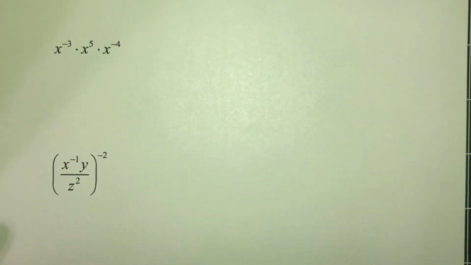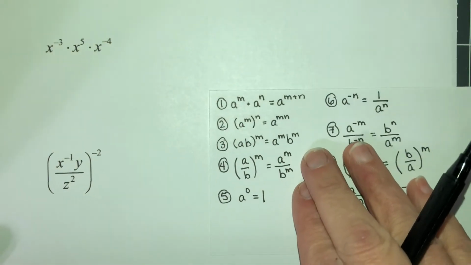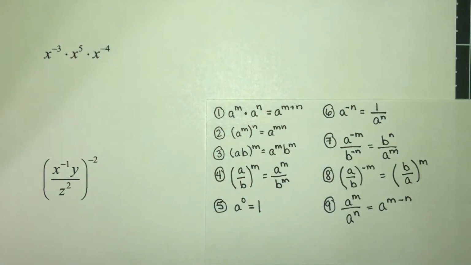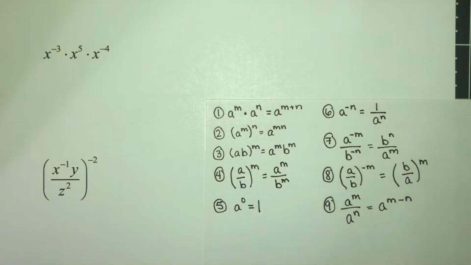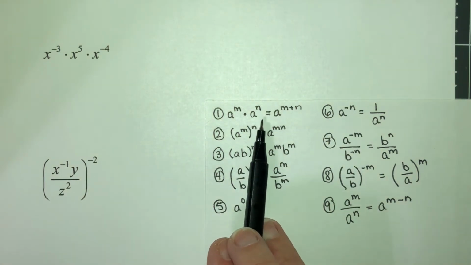5.2, part 3. I want to simplify x to the negative 3 times x to the 5th times x to the negative 4th. Now, I said before in the last section that there are problems where you're going to have a lot of optional first steps, and this is definitely one of them. I could convert this one and this one so that they had positive exponents, and then I would have fractions to multiply together and simplify. But all of my old properties work too, and a lot of people find it easier to go ahead and use property number 1 before doing anything else.